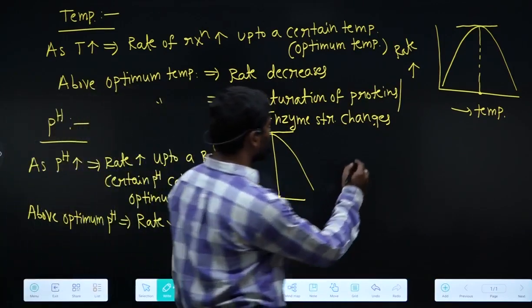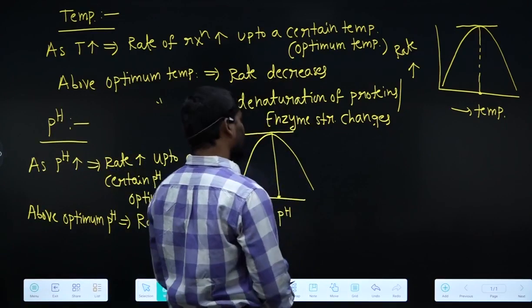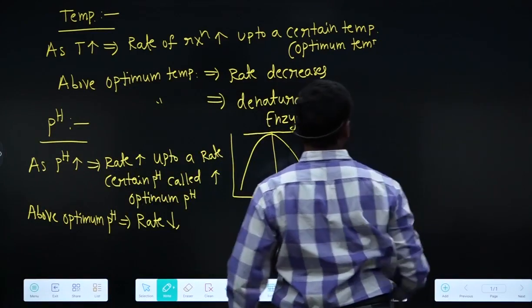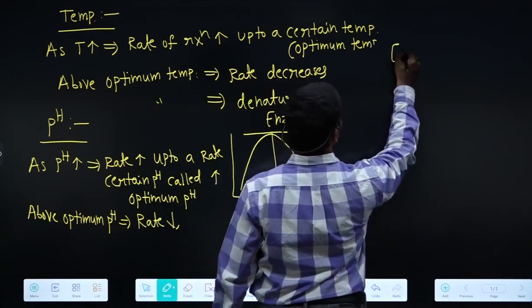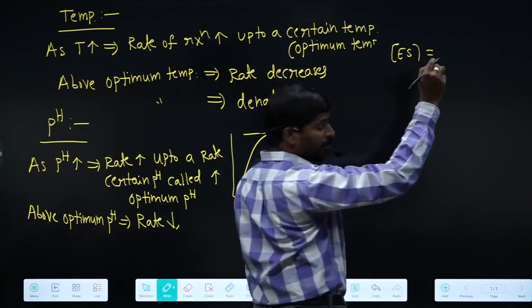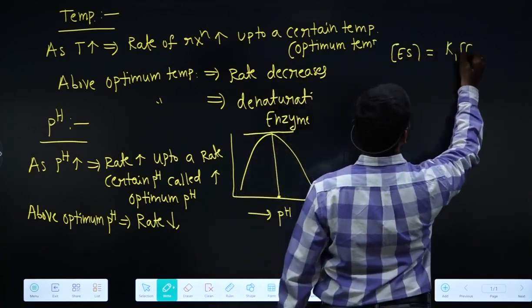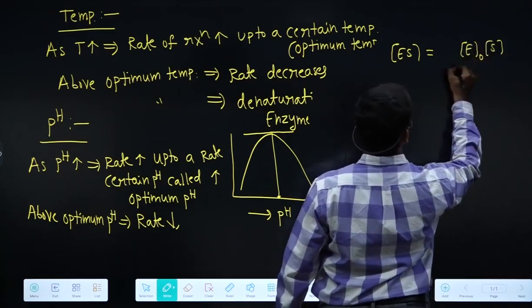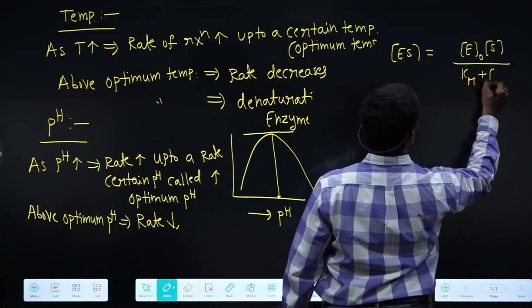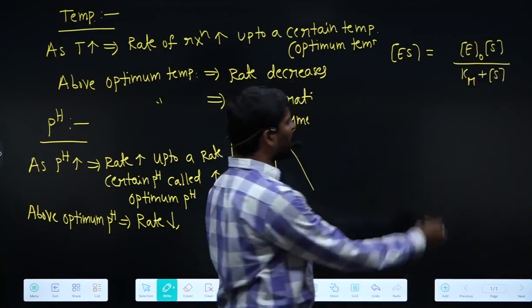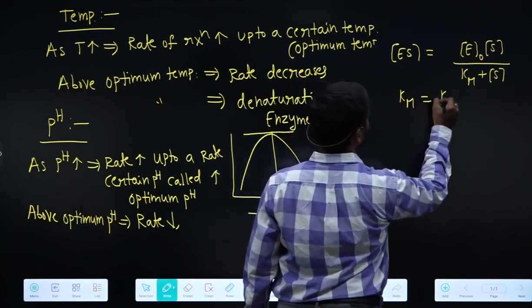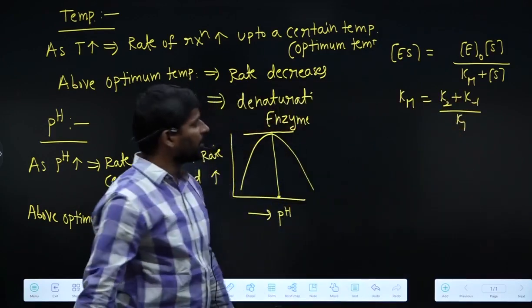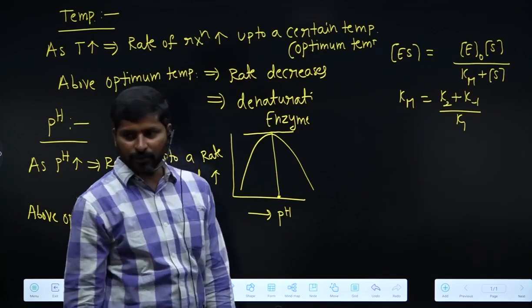So what are the various points you have to remember regarding enzyme catalysis reactions? What is the expression for concentration of ES? It is K1 into E0 into S, or E0 into S by Km plus S. Where Km, Michaelis-Menten constant, is K2 plus K minus 1 by K1.